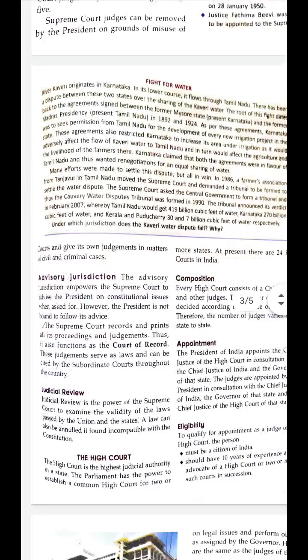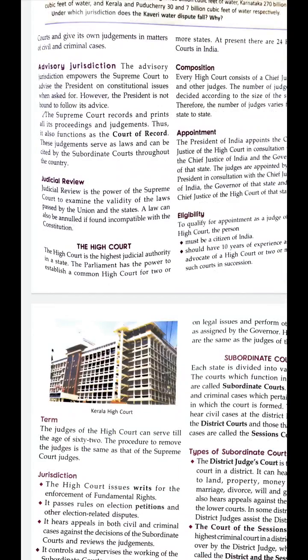Now we have got the advisory jurisdiction, which can be called the advisory function of the Supreme Court. Why? As the Supreme Court has full power to advise the President on matters like diplomatic matters or on matters of national importance. Clear about advisory jurisdiction? That is, the Supreme Court records and prints all its proceedings and judgments. Thus, it also functions as a court of record, and these judgments serve as law and can be cited by the subordinate courts throughout the country.